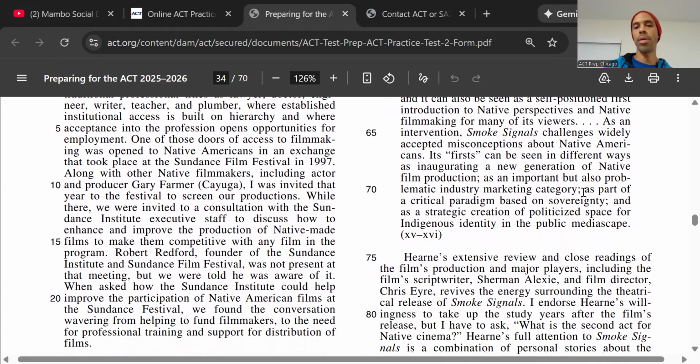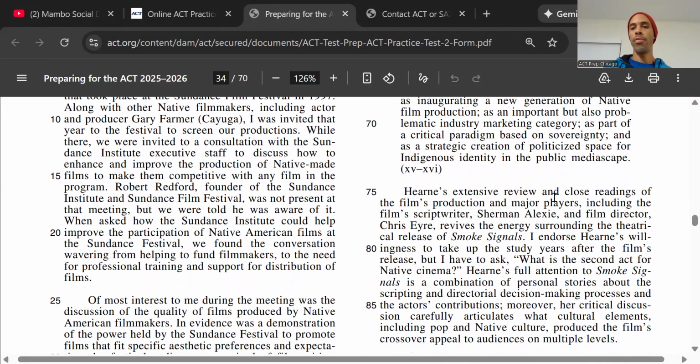I got a gist of it, but Hearn's extensive review and close readings of the film's production and major players, including the film scriptwriter Sherman Alexie and film director Chris Eyre, revives the energy surrounding the theatrical release of Smoke Signals. Oh, I missed that. Extensive review and close reading of film production and major players. Revives the energy surrounding the theatrical release.